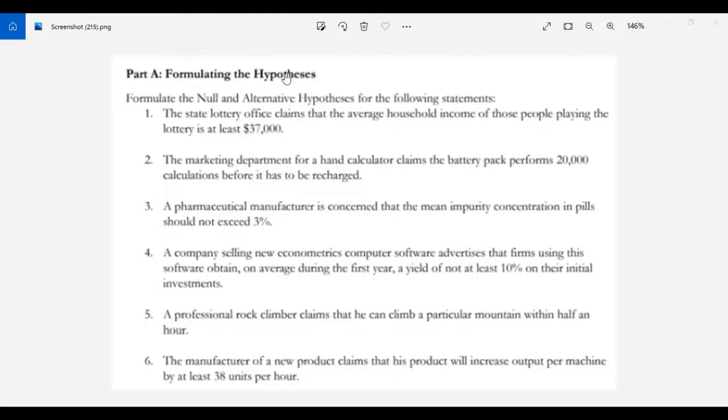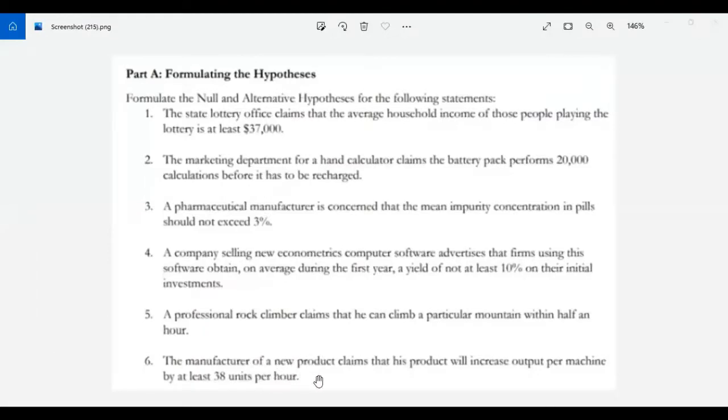So this one, the H0 is such that mu is less than or equal to 30 minutes, and your H1 is such that your mu is greater than 30 minutes. All right, so let's look at question 6.